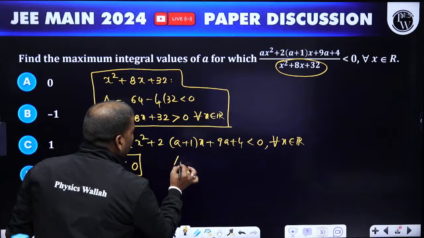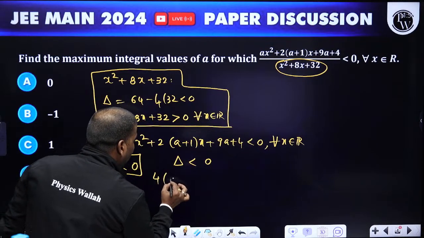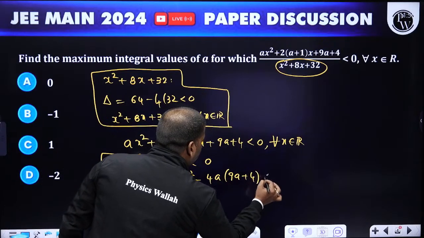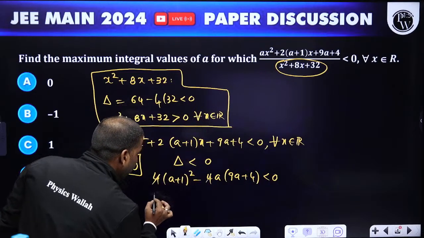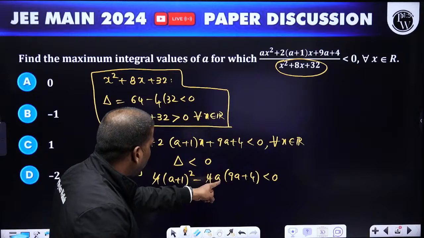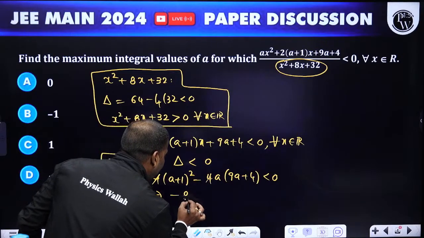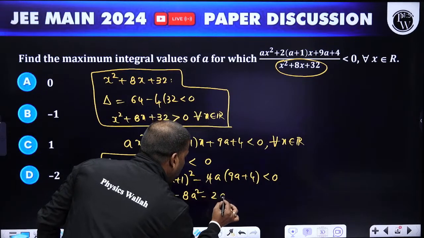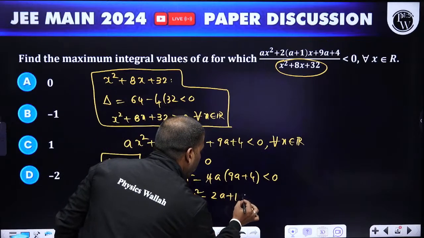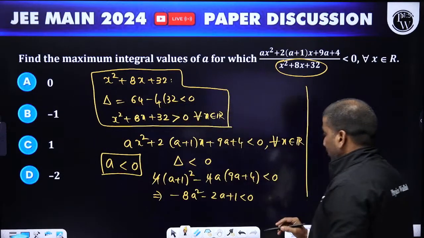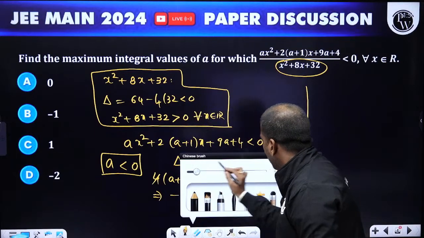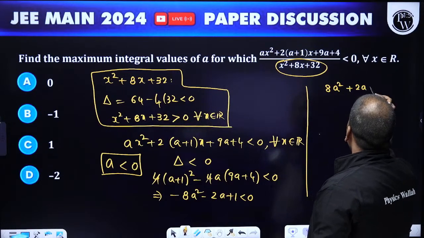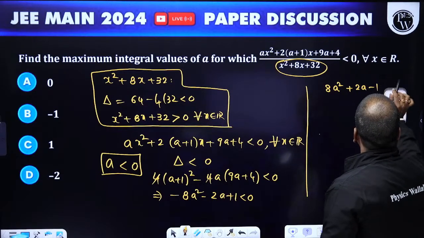Then the discriminant is less than 0. What is the discriminant? 4 times (a plus 1) whole square minus 4 times a times (9a plus 4), which is less than 0. We can cancel out a. Now 9a square comes here, so minus 8a square; coming to a, here 2a, here minus 4a, so minus 2a; coming to the constant, it's a plus 1, which is less than 0. Then we would get 8a square plus 2a minus 1 greater than 0, multiplying on both sides by minus 1.